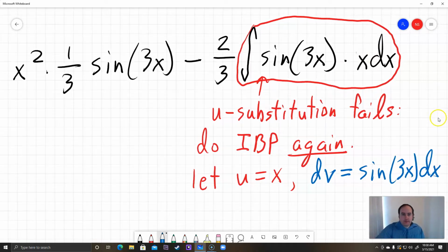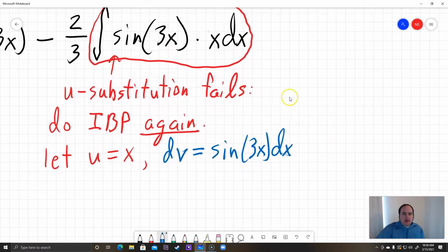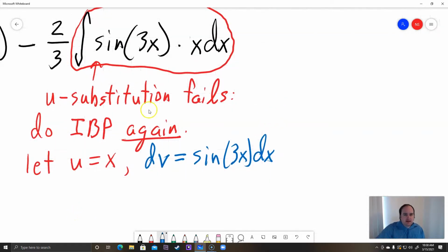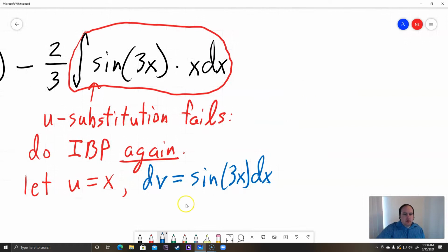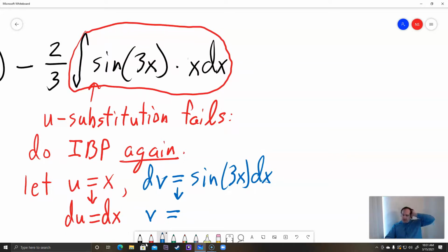That is important. Okay, and then as usual, we're going to have to go ahead and do the derivative of u, which should be easy if you chose your u correctly. So we're going to get du equals dx, which is good. We're simplifying. And then we do the integral of dv to get v. So the integral of sine of 3x dx is going to actually be negative cosine of 3x divided by 3.